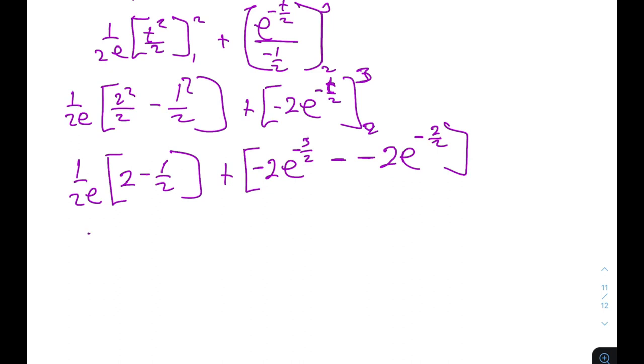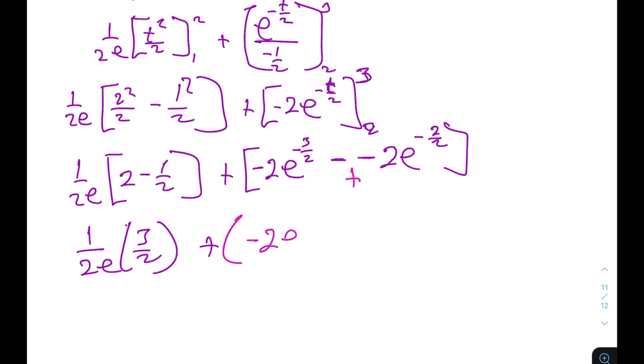So that 3 over 2, let me not jump steps here. I want you to fully understand what I'm doing. And then on the other side, I think that becomes 0, right? Because this whole thing is going to be a plus. Okay, so it's actually not 0. I nearly made a mistake. So this is going to be this, and then you have plus 2e to the power negative 1.